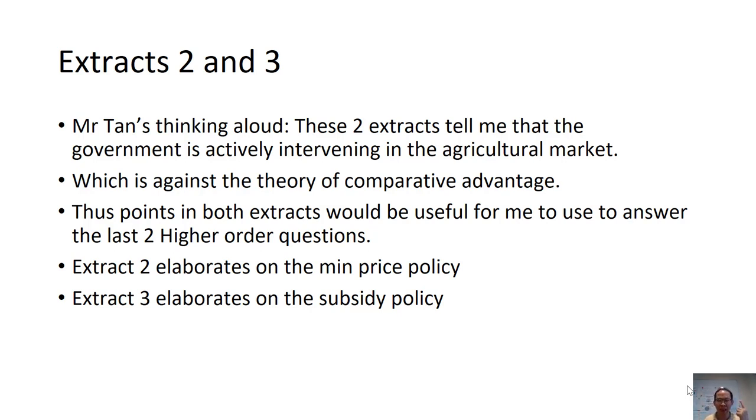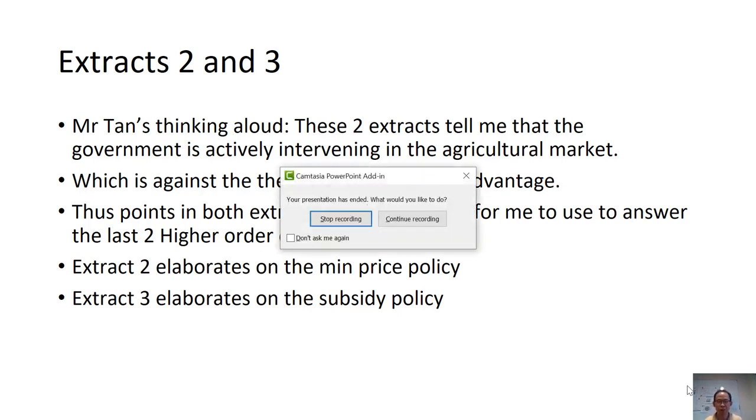So when I tackle the 10-mark question, the very last question in the case study, I must be aware that there are at least two policies I have to explain for that question: subsidy and minimum price. As I explain the policies, and discuss whether it is justified or not justified, I'll make sure I make some reference to the various information in extracts 2 and 3. Okay, extracts 2 and 3.